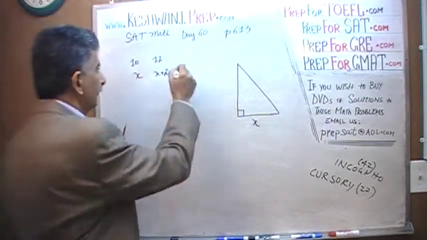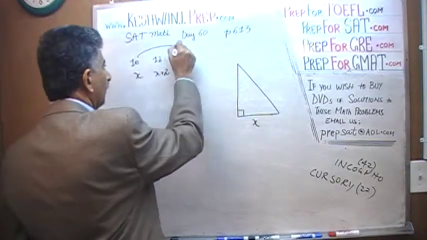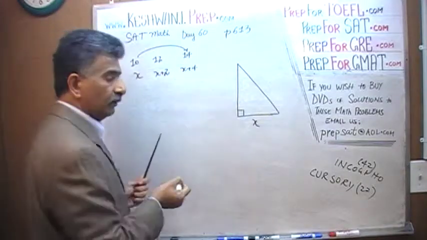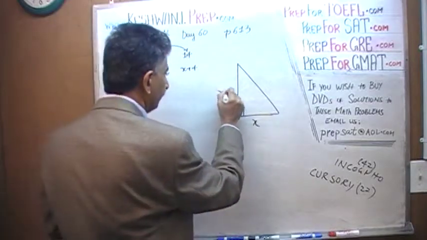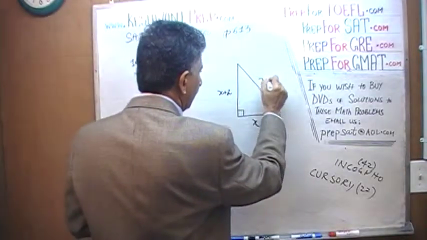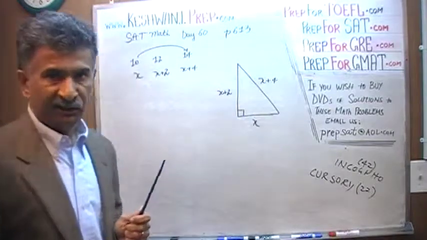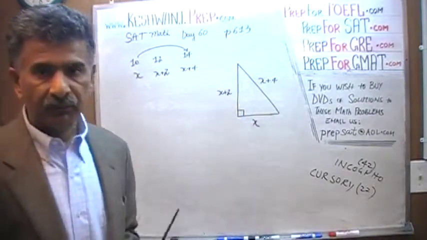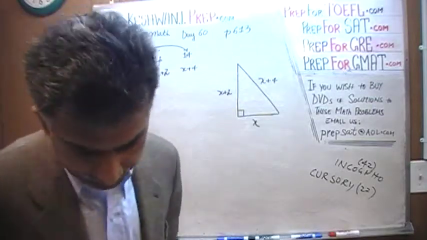The one after that is going to be 4 more than the first one, x plus 4. And those are our 3 sides. This is x plus 2. And our hypotenuse, which is the largest side facing the right angle, is x plus 4. What is the question asking?